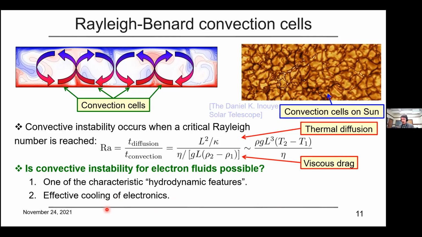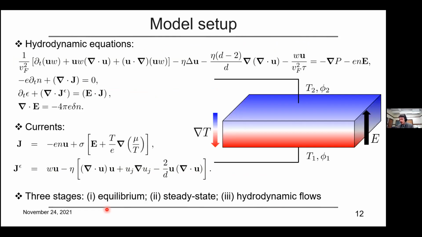To answer these questions, we use the following model setup. Essentially, we considered a slab or film of Dirac or Weyl semimetal subject to an external electric field, which is defined by the voltage difference, and temperature gradient, defined by temperature difference. To describe the formation of convection cells and define the convection threshold, we write the following system of hydrodynamic equations. Here, the first equation is essentially the Navier-Stokes equation, which includes the advection term here.